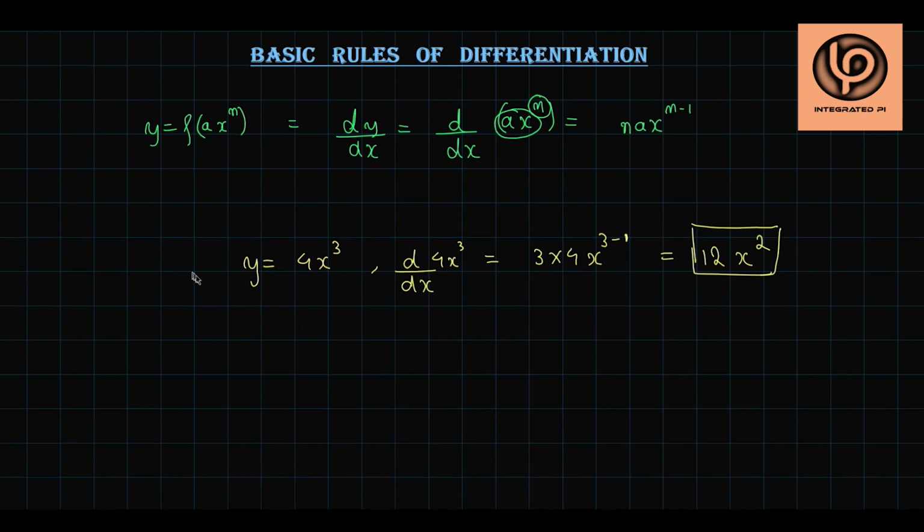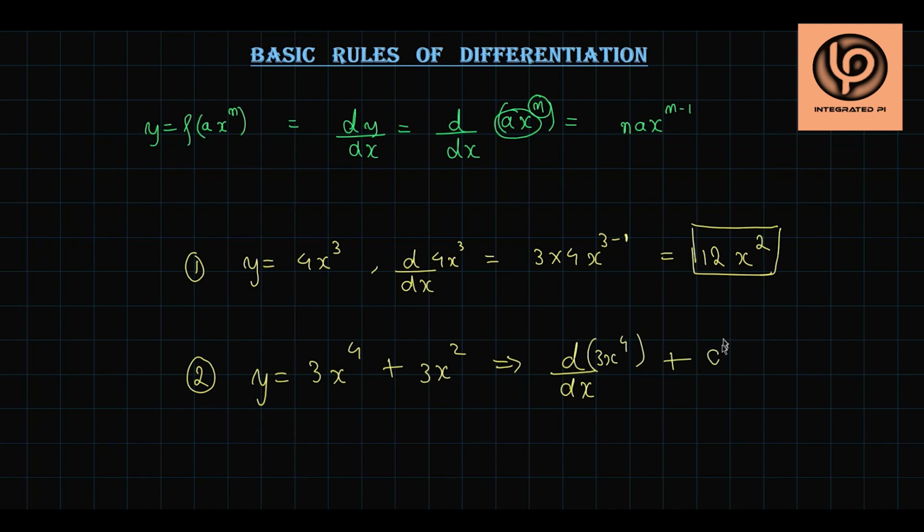Now let's take a different example. Let's name this as 1 and the next one as 2. So I define y as 3x to the power fourth plus 3x squared. Now what we do here is we differentiate this term separately and this term separately. So we get d upon dx of 3x to the power fourth plus d upon dx of 3x squared.